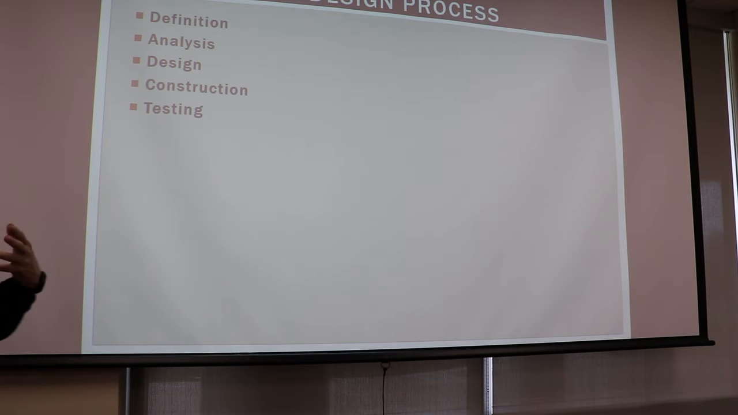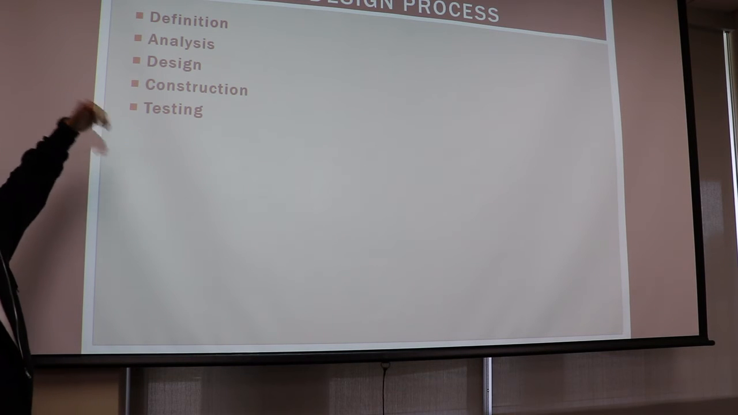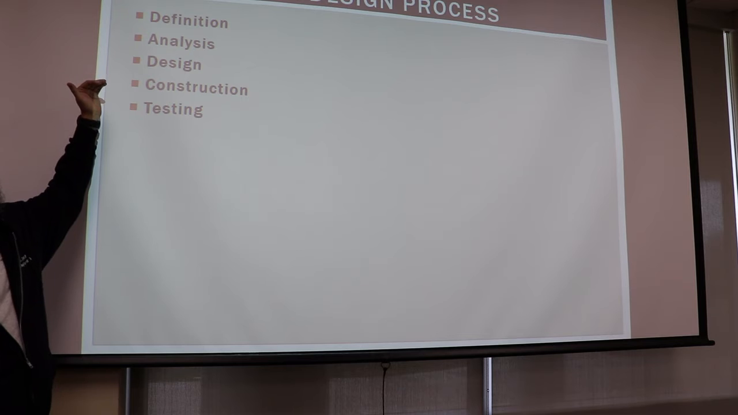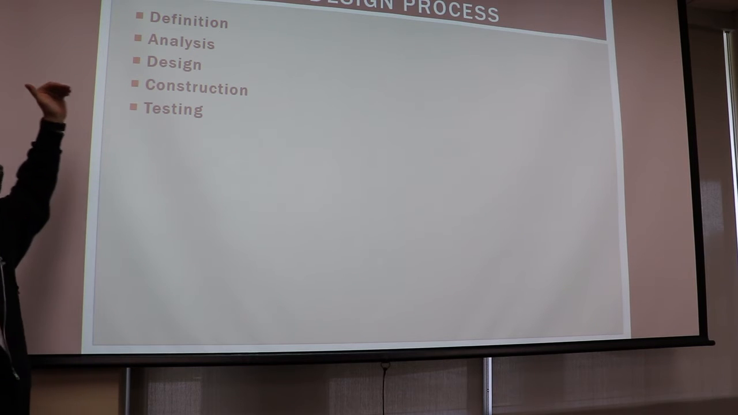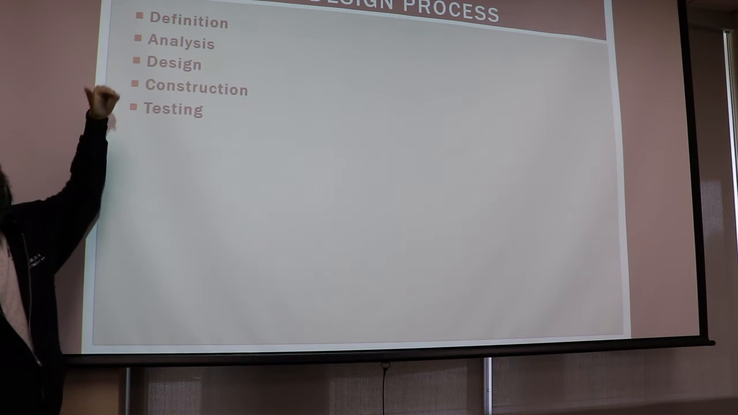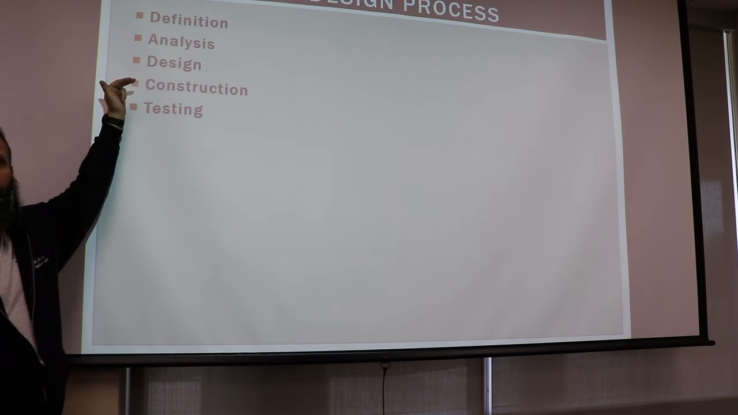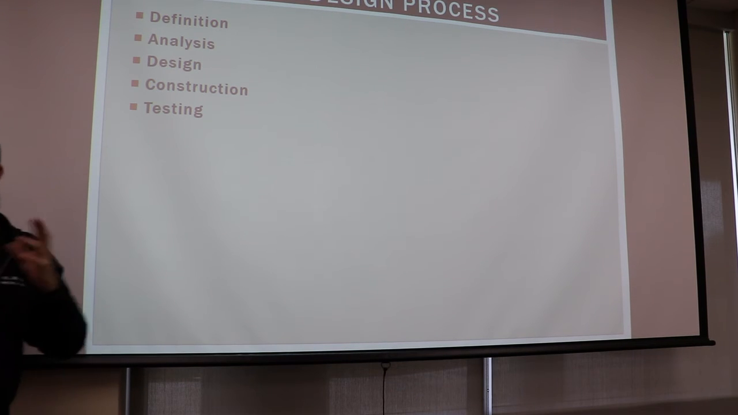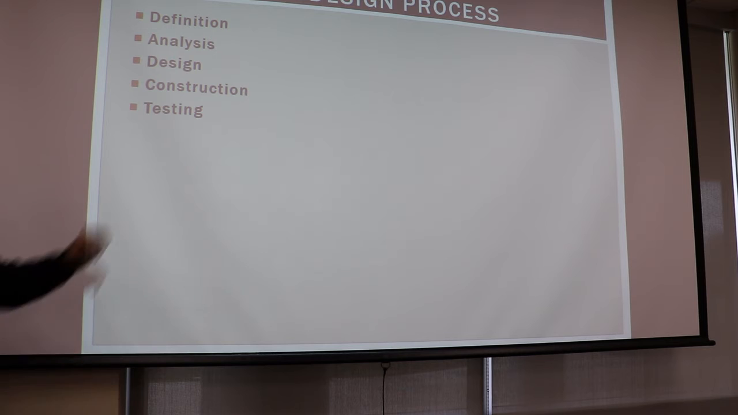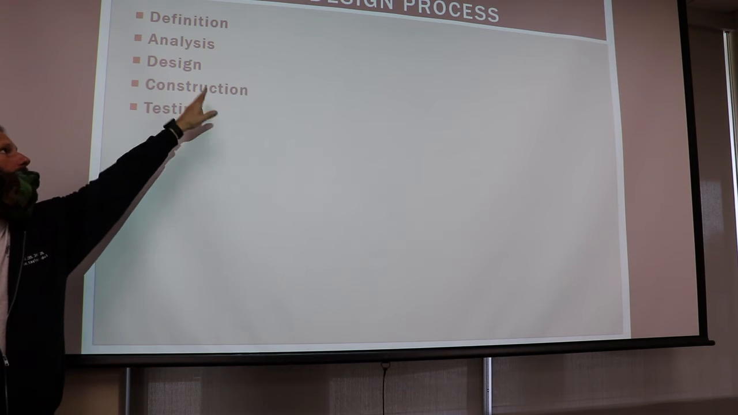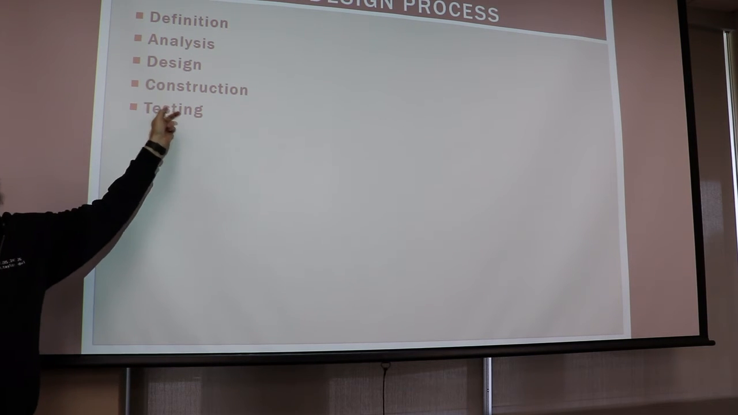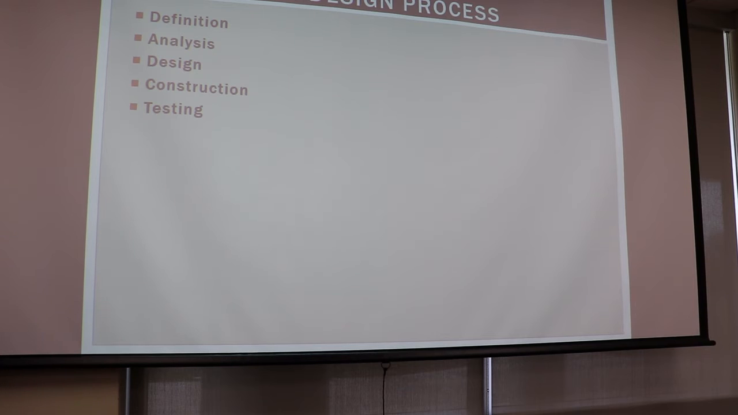So the major components of the system design process is definition, okay, defining what it is that we're actually trying to do, analysis, figuring out is this the right way to do it, design, creating that thing, right? Once we've got a design, then we're actually going to make it, and then we've got to do some testing, right, to make sure that it actually conforms to all these things that we want it to do.